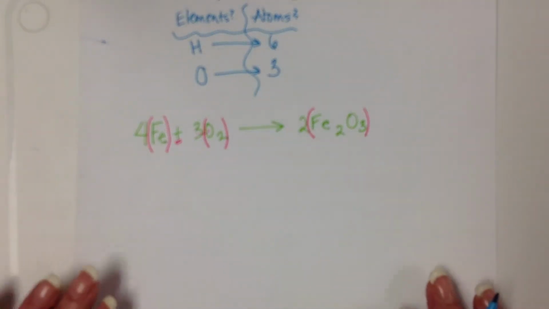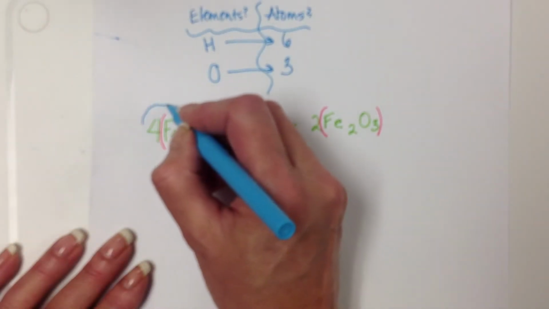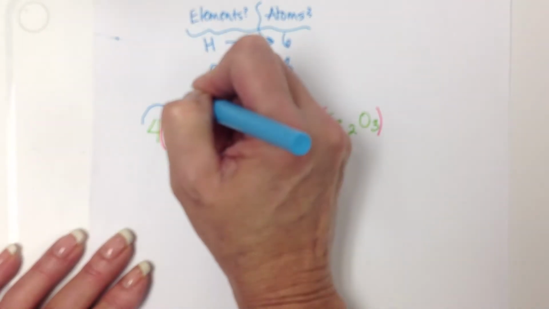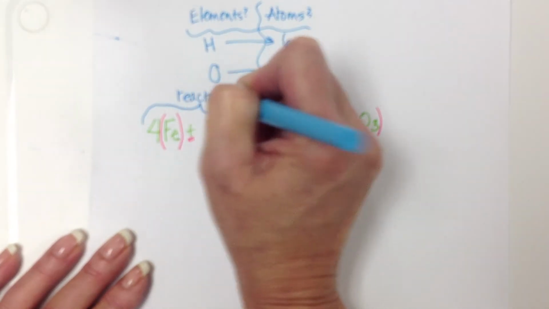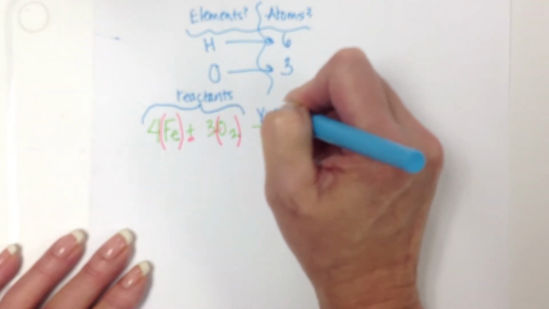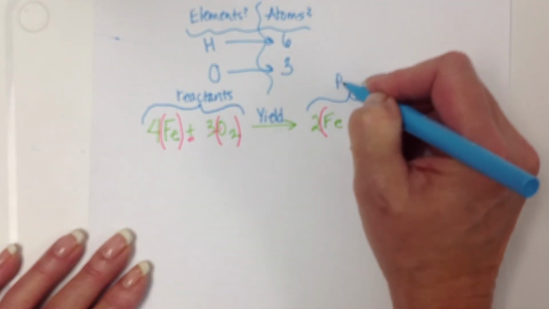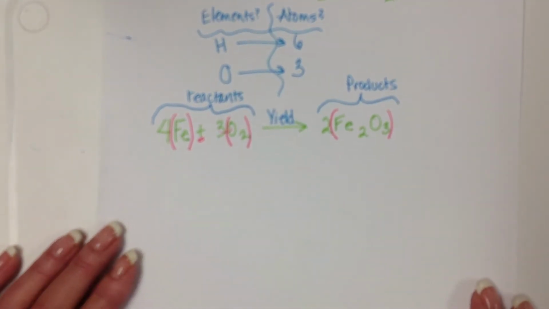Alright, before we go any further, we need to label our equation. This is my reactants, and they yield products. Okay, so let's look at that.